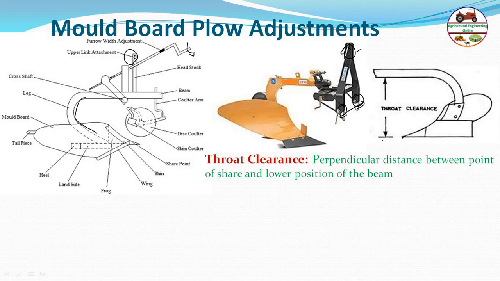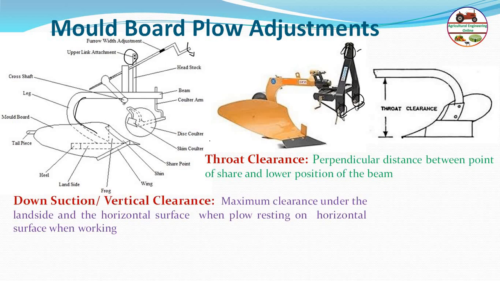You can see this is the point of share and lower portion of the beam. So the beam is attached to the frame of the moldboard plow. Then there is an adjustment called the down suction or vertical clearance, which is the maximum clearance under the land side and the horizontal surface when the plow is resting on a horizontal surface when working.